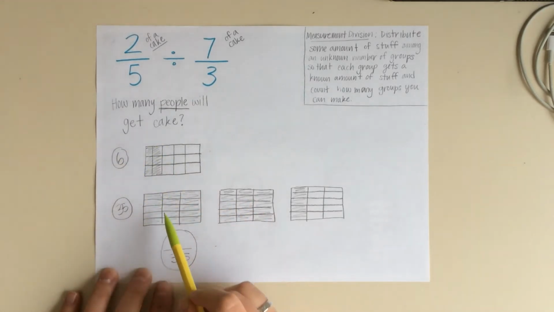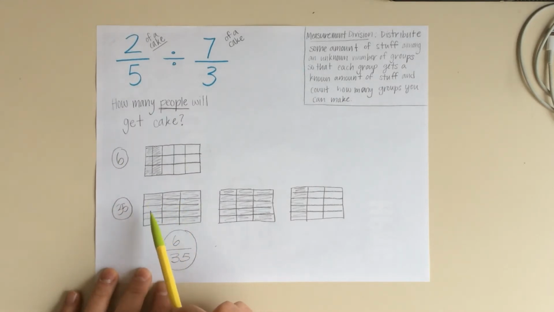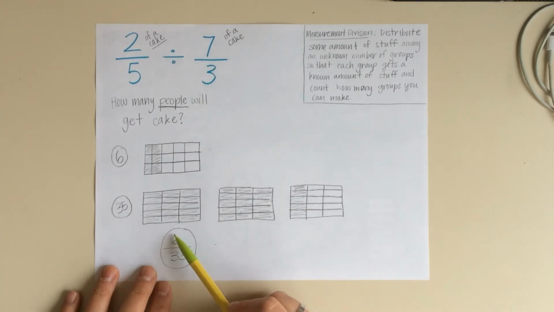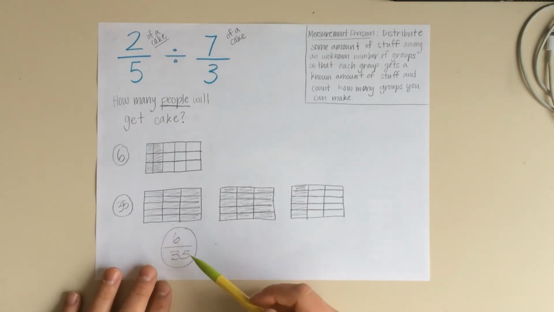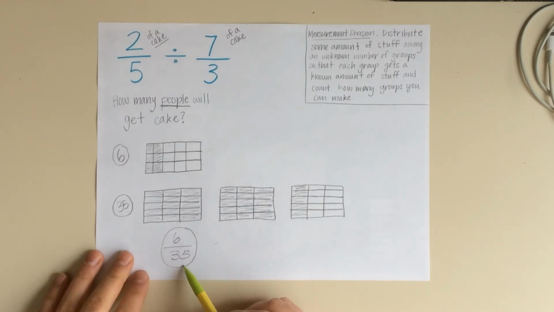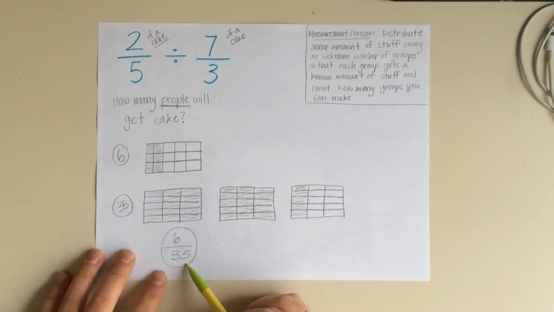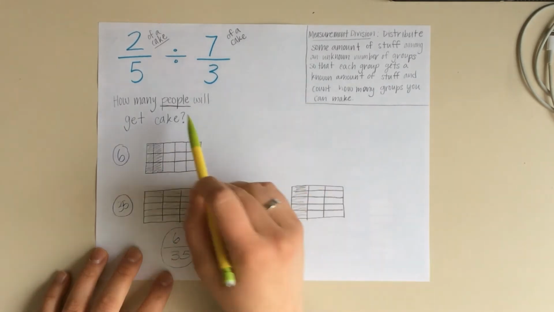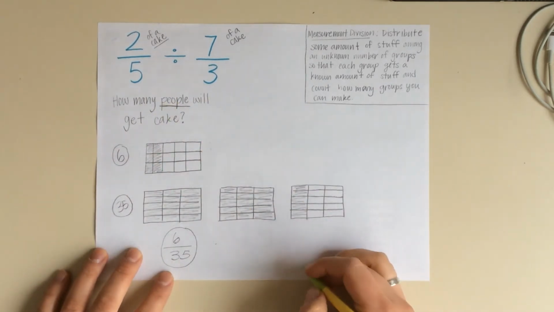We wanted to give each person 35 pieces of the cake. We don't have enough cake to give enough to even one person, so we can only make 6/35 of a group. Now this is going to give us the same answer as if we were to invert and multiply.